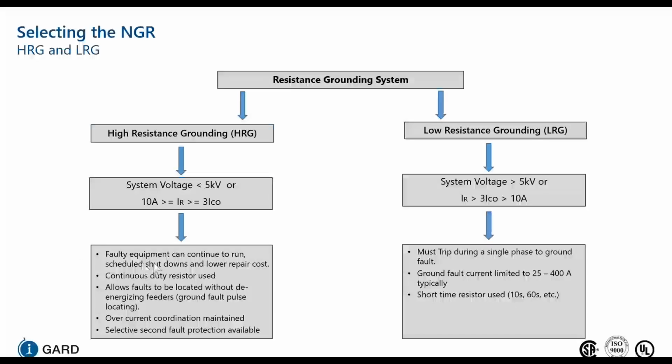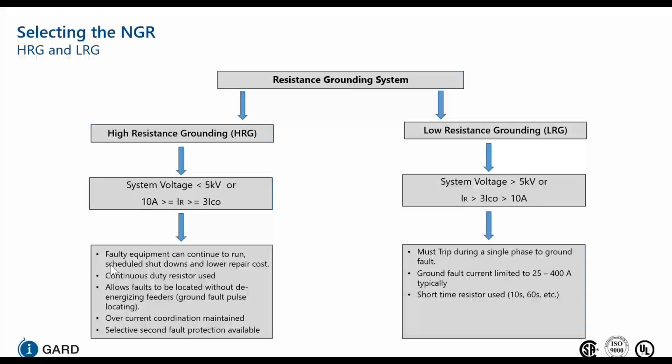The advantage of that is you have faulty equipment can continue to run, scheduled downtimes, and lower repair costs. The resistor must be rated for continuous duty in this case, and allows faults to be located without de-energizing feeders. So you can actually look for a ground fault while everything is running.